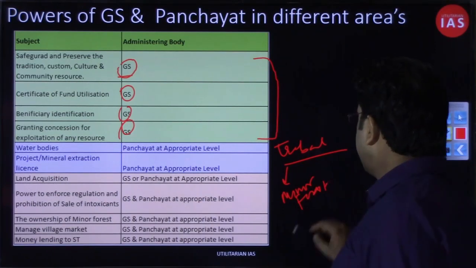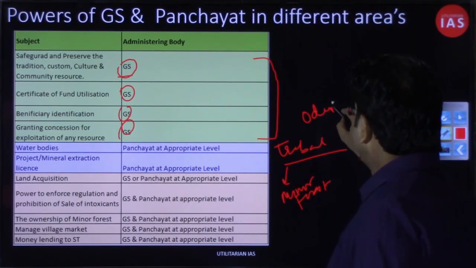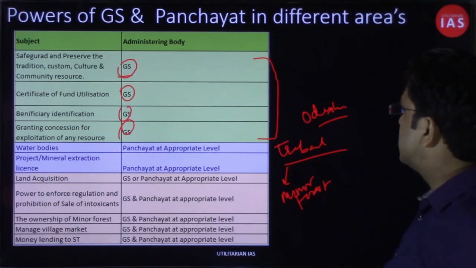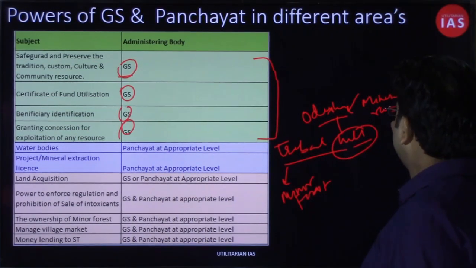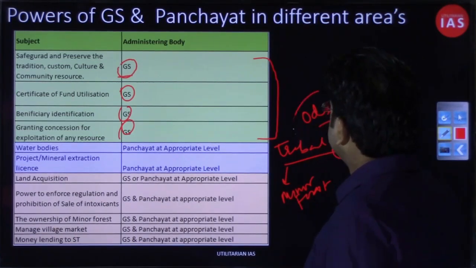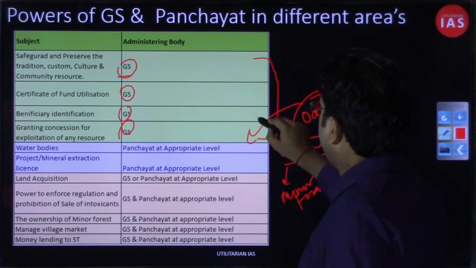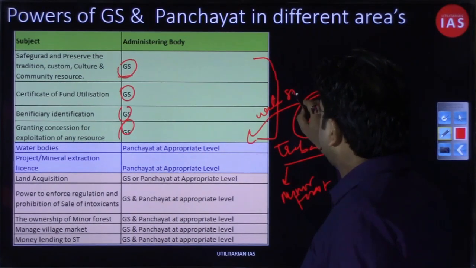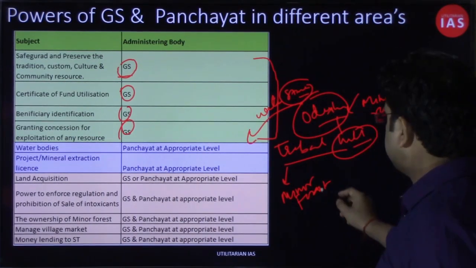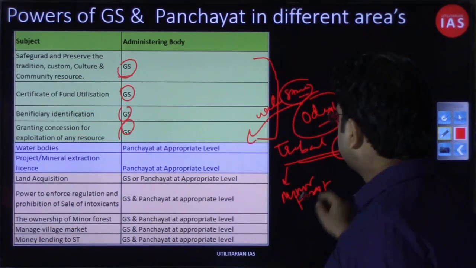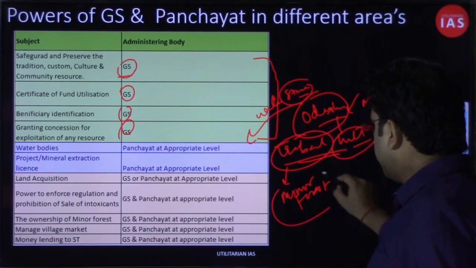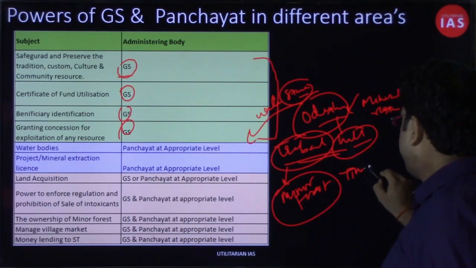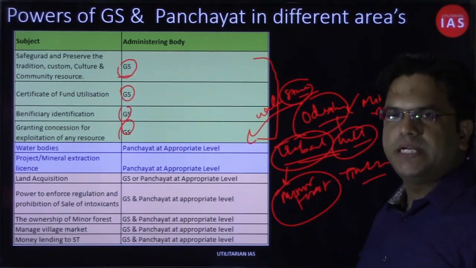If you go to Odisha, most of the tribal community is concentrated in the hill areas, right? And in hill areas you will have mineral resources. Because they reside in the hilly areas, you will have water streams flowing from these areas. And in the jungle as well, you have timber resources and various kinds of biodiversity that you would have read in environment, right?